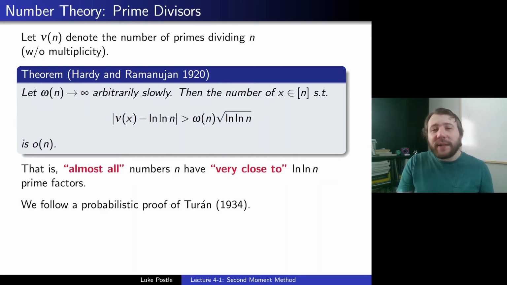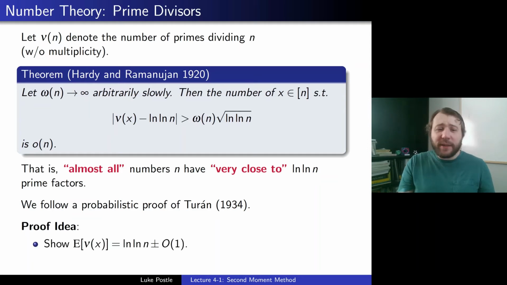We're going to be following a probabilistic proof given by Turán in 1934. So the original argument was a bit complicated. Here we're going to use probability to give a simple second moment method type proof. What is the proof idea? Well, it's a straightforward application. Namely, we're going to show that the expectation of this nu of x, if you view x as random inside 1 to n, is basically log n plus or minus somewhat kind of little o of 1, or rather big O of 1, but some constant, really.